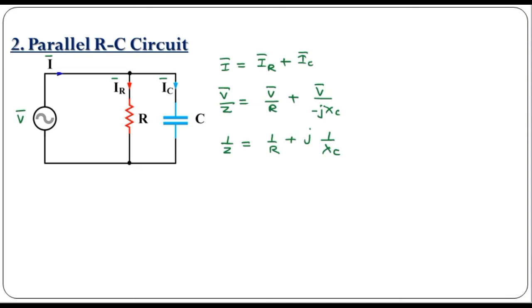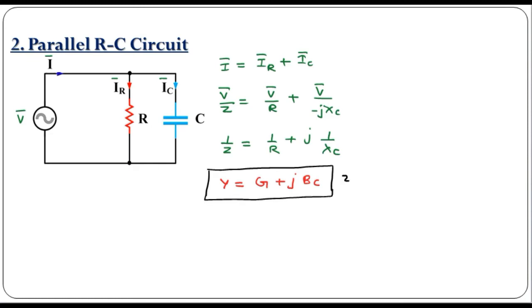So 1 by Z is the admittance, that is Y, 1 by R is the conductance, that is G, plus j times 1 by XC, which is the capacitive susceptance, that is BC. Okay, so this is the admittance formula of the parallel RC circuit. The unit is again mho or Siemens. So the magnitude of the admittance, that is mod of Y, is given by the square root of G square plus BC square, and this theta angle is given by tan inverse of BC by G.